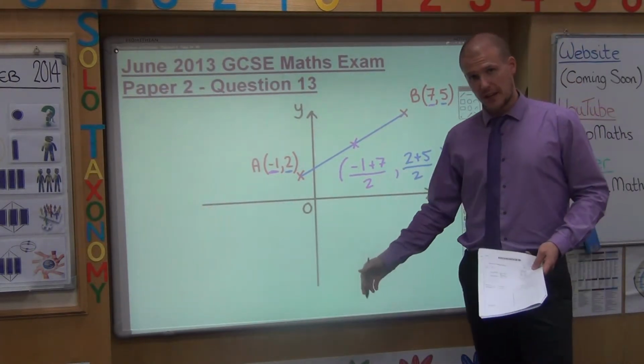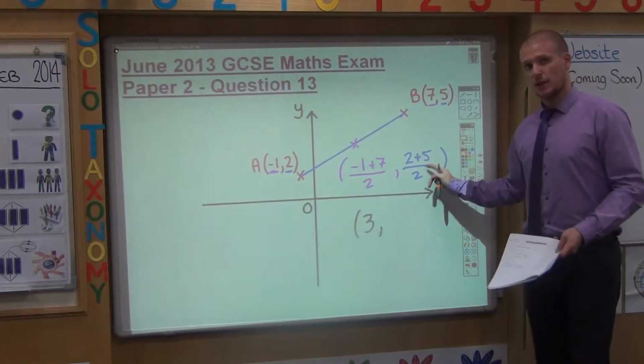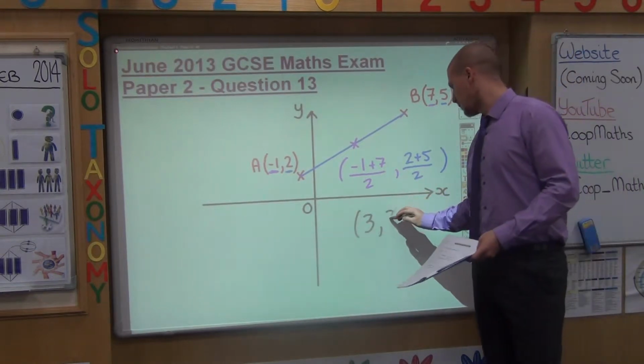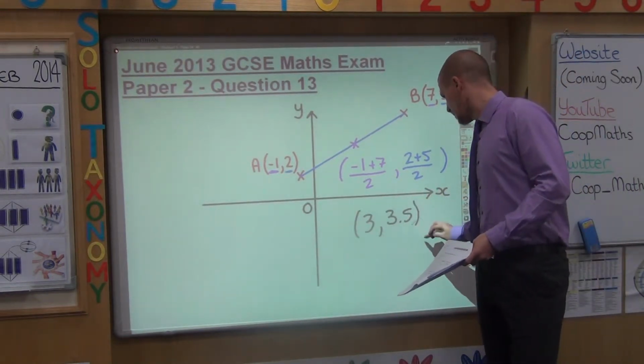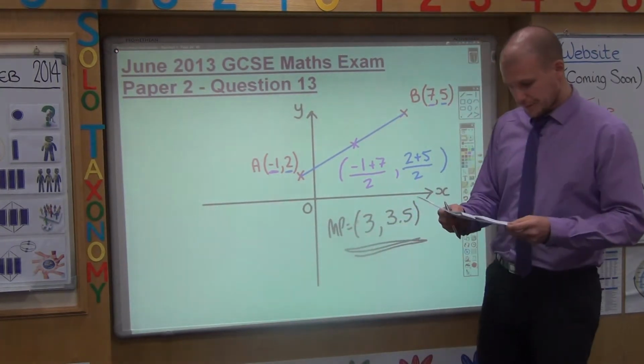-1 plus 7 is 6, divided by 2 is 3, and 2 plus 5 is 7, all over 2 gives us 3.5. That is the coordinates of our midpoint.